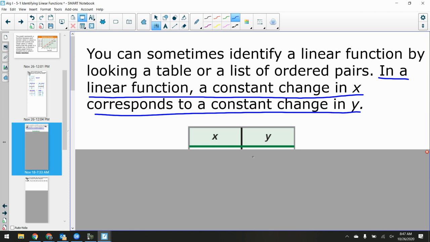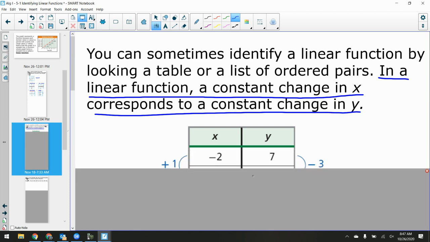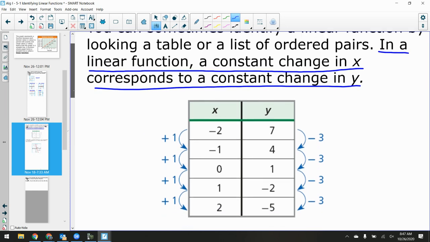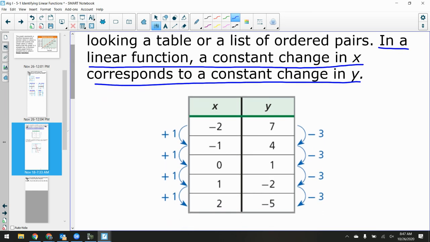For example here, take a look at my x values. I guess I'll show the whole table there. Take a look at my x values. Do you see that I'm increasing by 1 for each x value? Do you see that I'm decreasing by 3 for each y value? And those do not change. The fact that it's 1 and 3, I don't care. The fact that it does not change, that's what I care about.